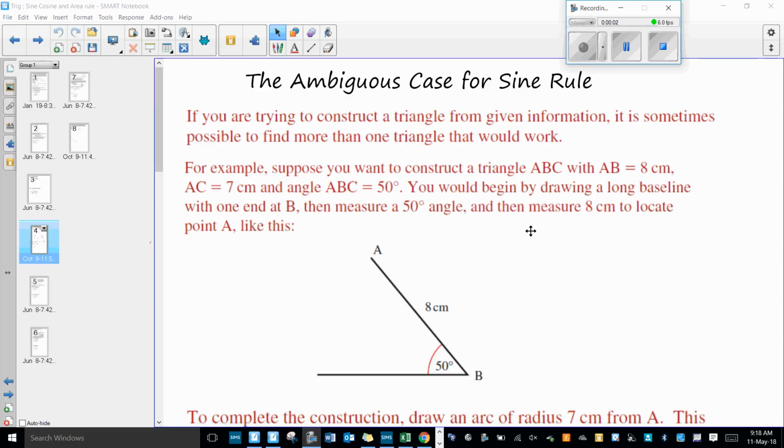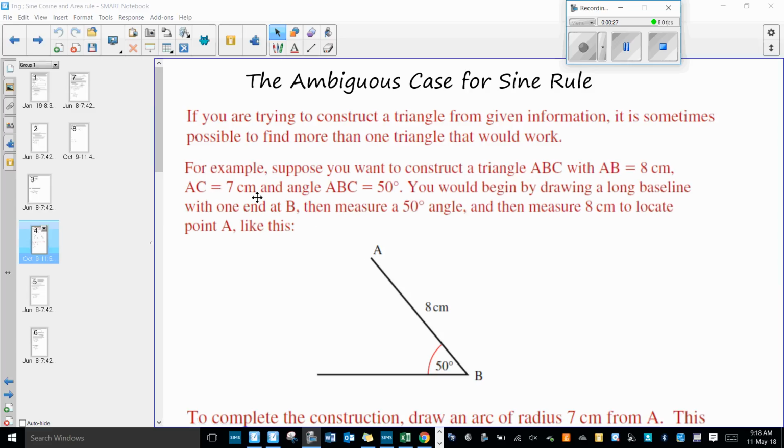We've got a situation here where we've got a triangle AB, and at some point we're going to find point C. We know that length AB is 8 centimeters, and we know that this angle here is 50. We've just talked about this. If we know that the length AC is 7, then what we could do is open up our compass, because we now know how to construct triangles.